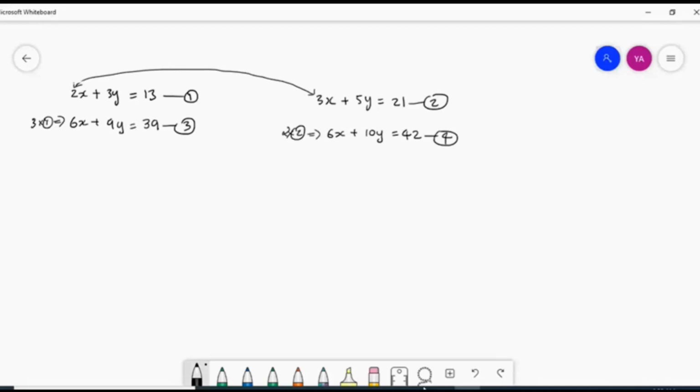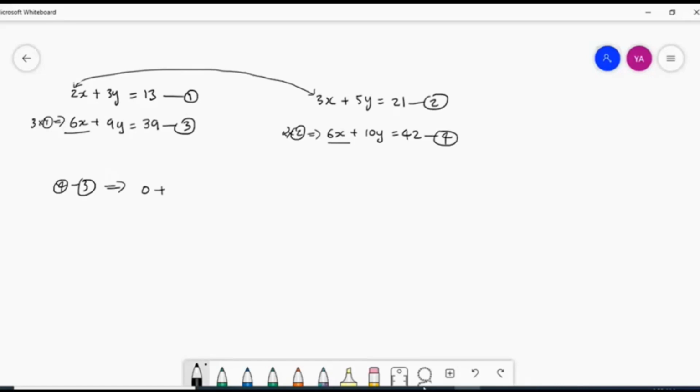In the new two equations, the coefficients of x terms are equal, 6x, and here also 6x. So by subtraction, we can reduce the equations into an equation in a single variable. So here 3 minus 4 or 4 minus 3, which is better? 4 minus 3. What will you get if you subtract 3 from 4? The x term will be 0, right? 6x minus 6x will be 0.